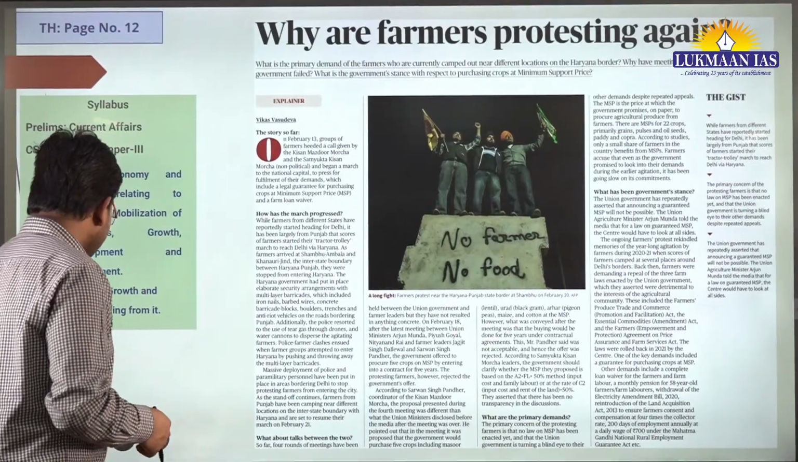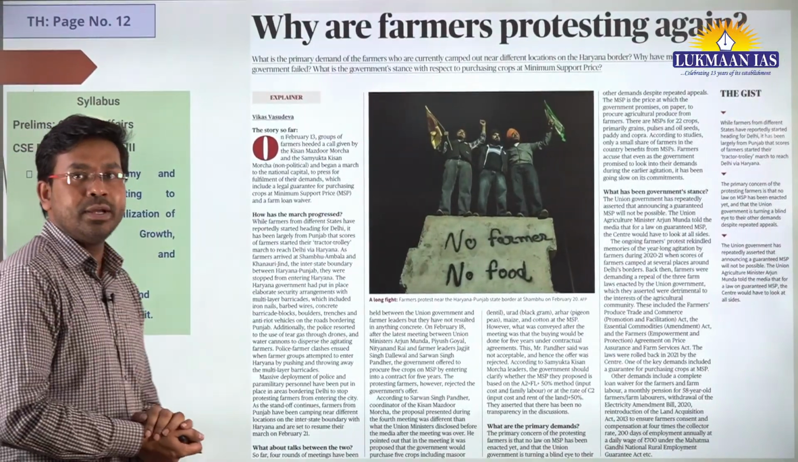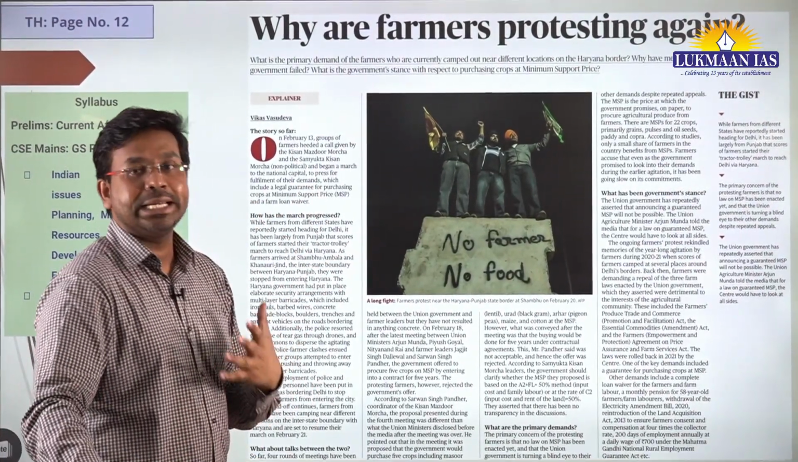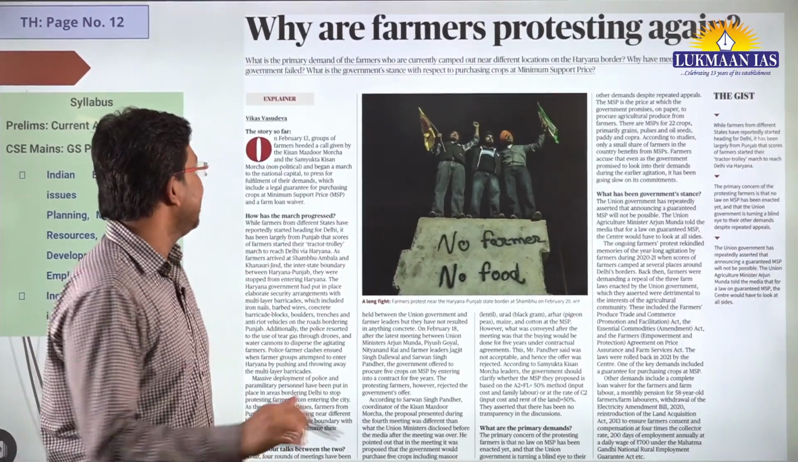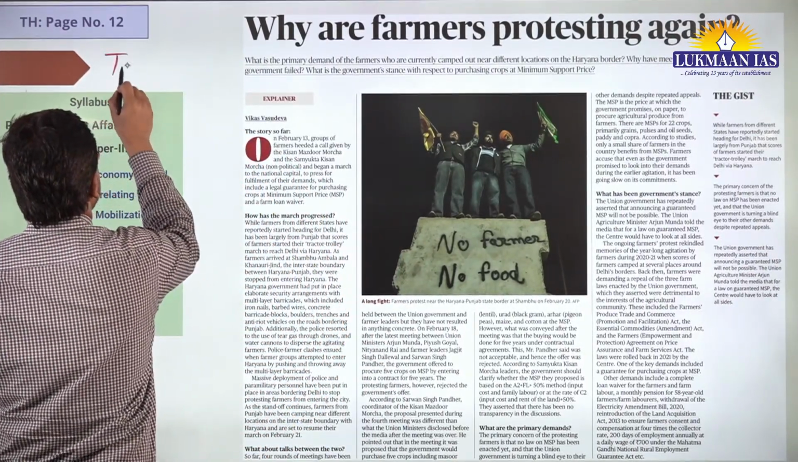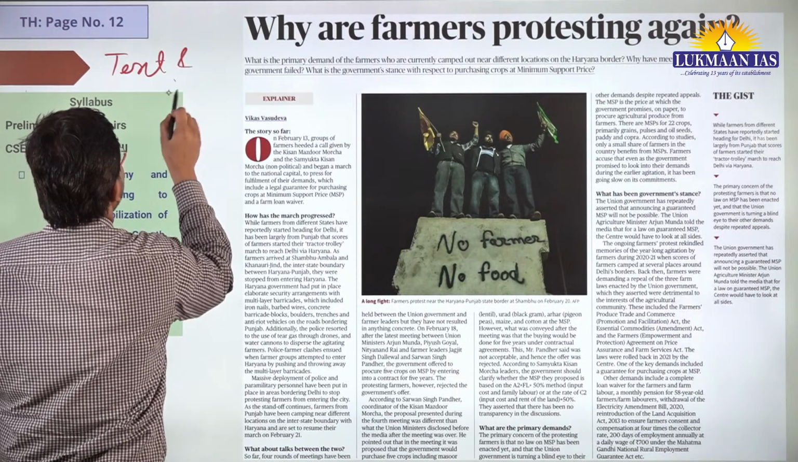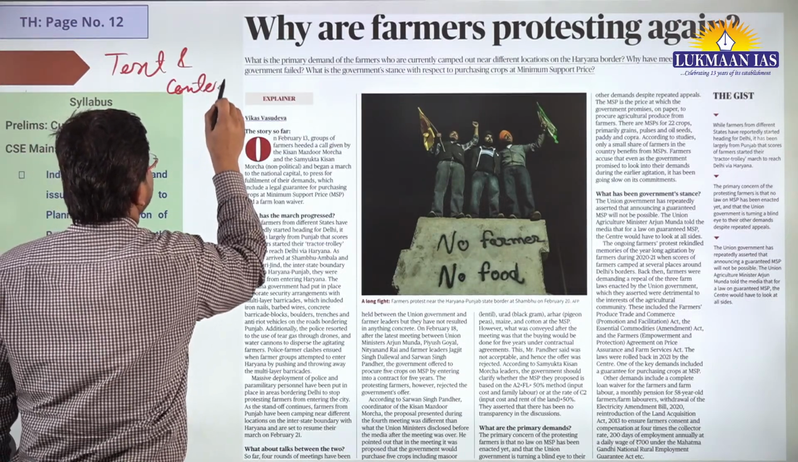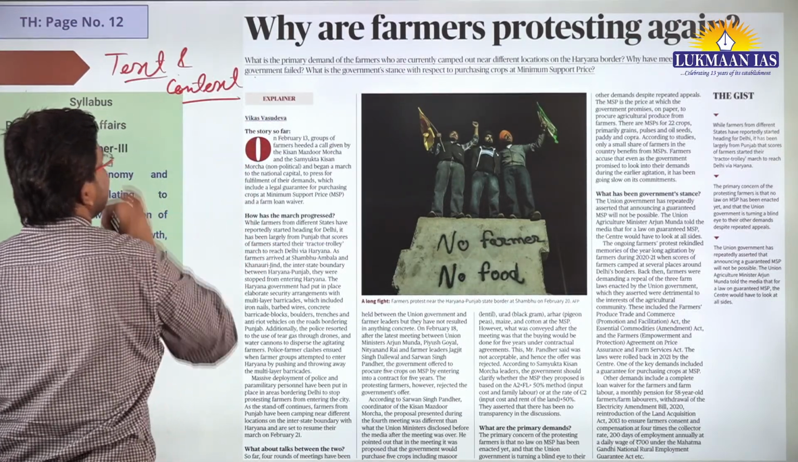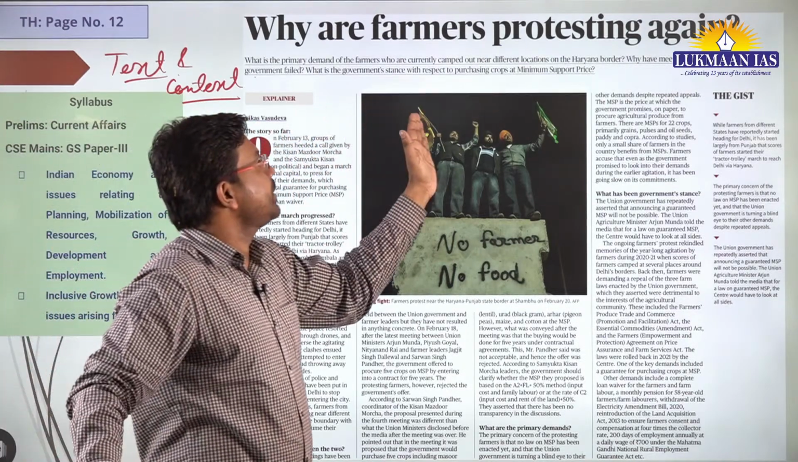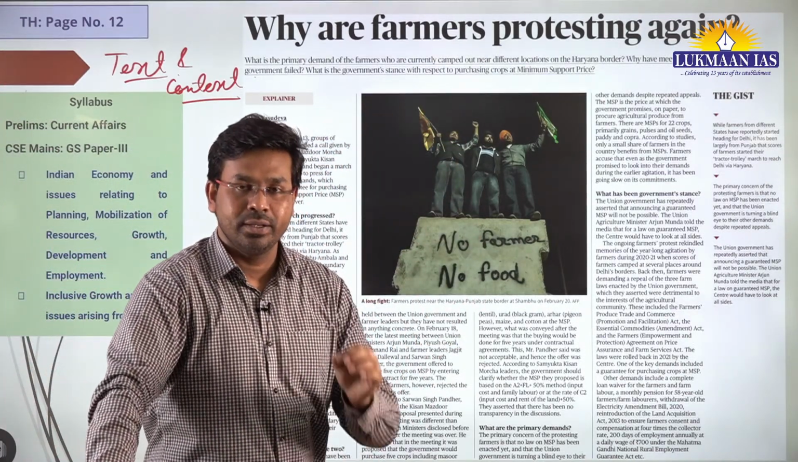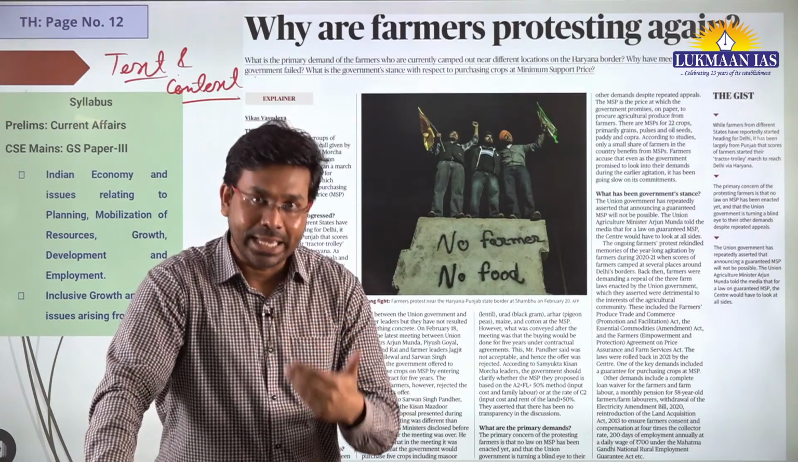So now let us quickly move to the first topic. This topic has been there in the editorial section, I mean like the bigger portion of editorial, which is known as text and context section. Okay, it is text and context section. So this article has been there. So name of this article is Why Are Farmers Protesting Again, right? Why we are talking about again?